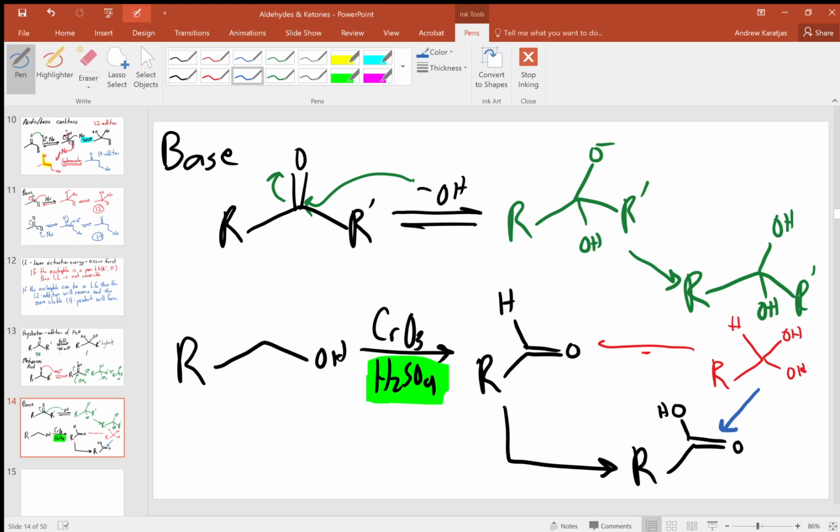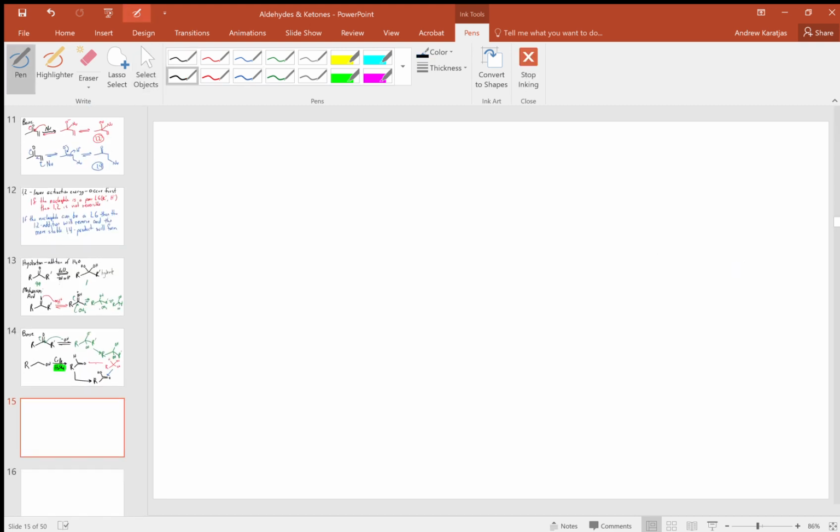Now, what about the 1,4 addition? So if we're adding water, can that happen 1,4? And the answer is yes. We've said before that hydroxide is not a good leaving group, but being a good leaving group is not a requirement here. It just needs to be good enough. And hydroxide turns out is good enough and will revert back to the starting material. So the 1,4 addition will look something like this. We'll just look at it under basic conditions.